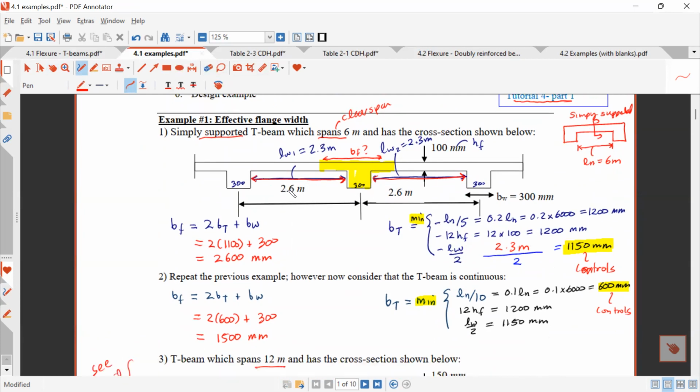How did I get it? It's 2.6. I know these beam widths are 300. So 2.6 minus 300 over 2 minus 300 over 2, I get the 2.3. So you understood how I got the 2.3 at least. And then I did it on the other side and I got 2.3.